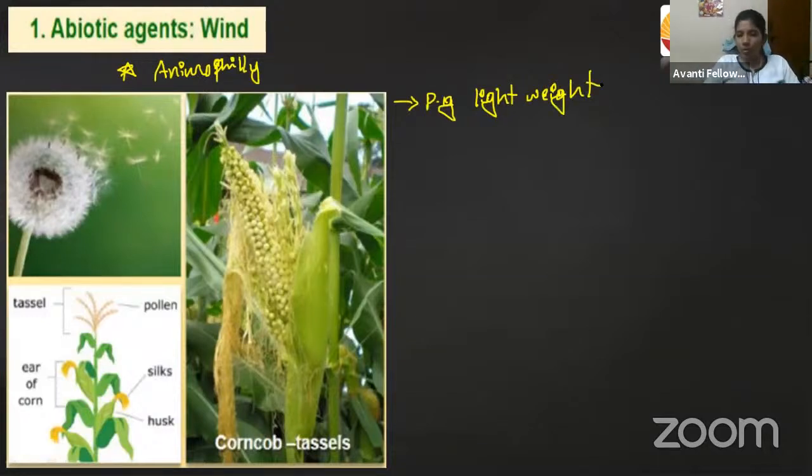Yes, why? Because if the pollen grains are heavy, they cannot travel along with the air. Right, that is the main reason why the pollen grain should be light in weight. That is the first character of the plant. And the second one is that pollen grains are non-sticky.